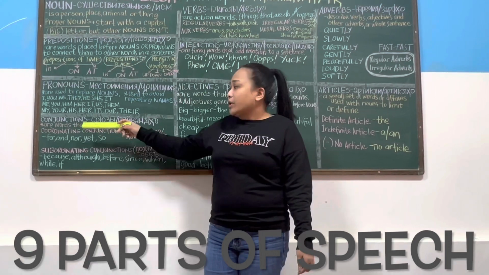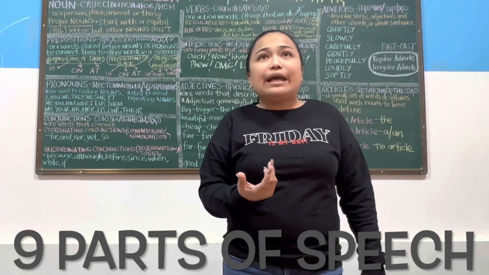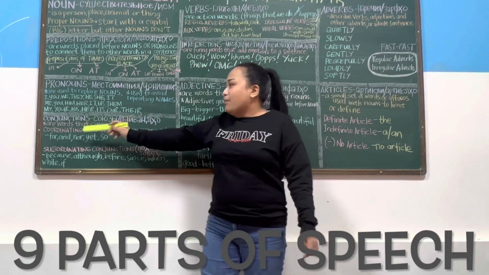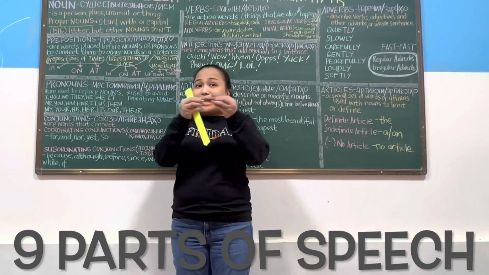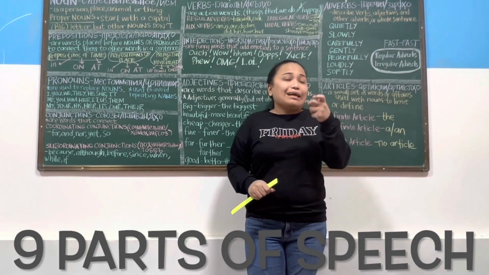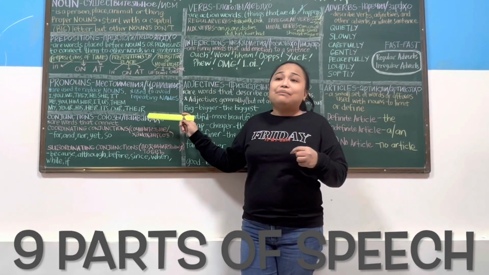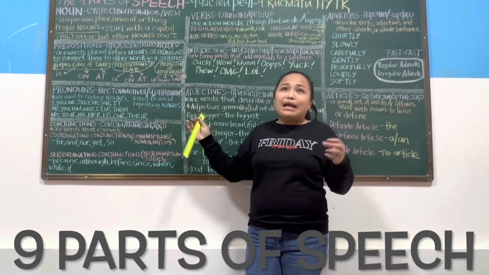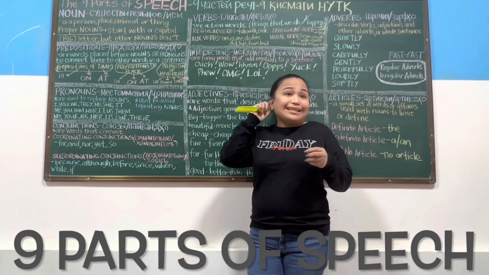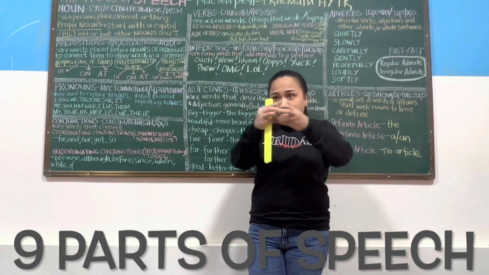Look at the board. Conjunctions. In Russian, союз. In Tajik, пайвандак. Why? From the word conjunct, it means connect, okay? So conjunctions are connecting words. Okay? So in Russian, you call it союз. You understand?